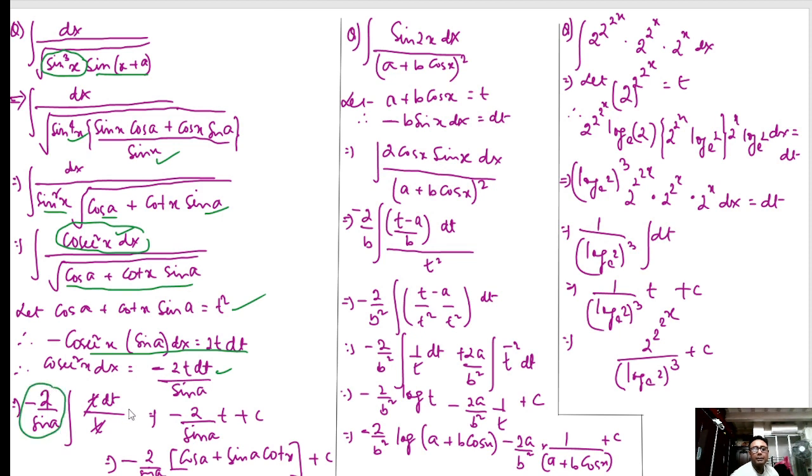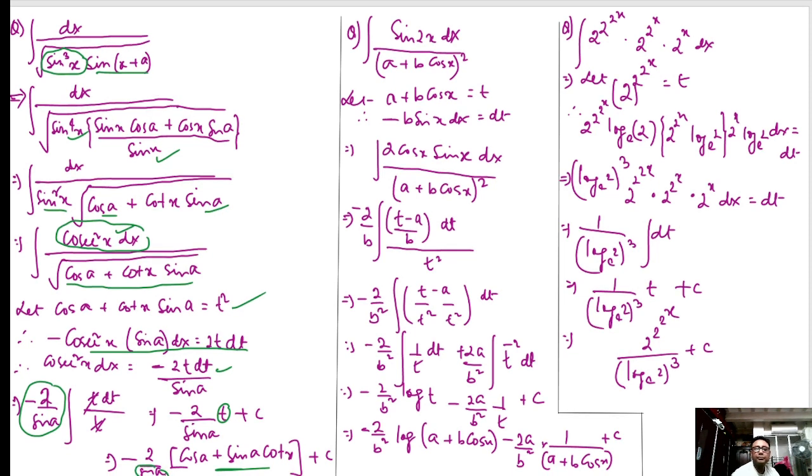What is it becoming? t dt at the top, and t at the bottom cancels. So it is minus 2 by sin a. Integration of dt is t, and t is this. This is sin a. This is sin a. Please keep note.